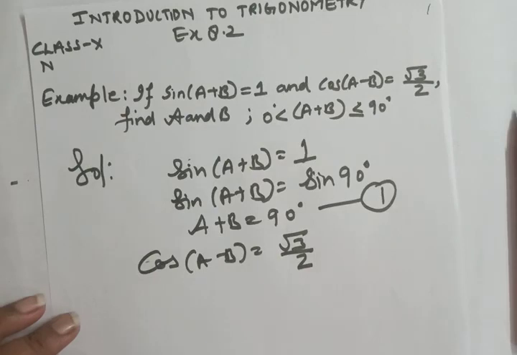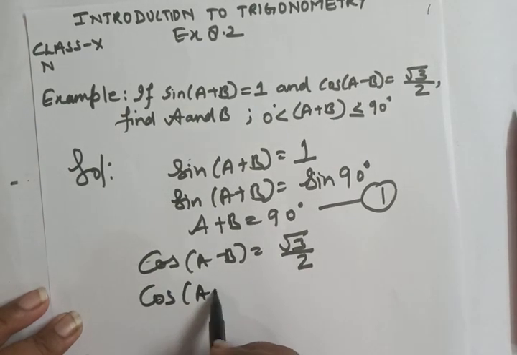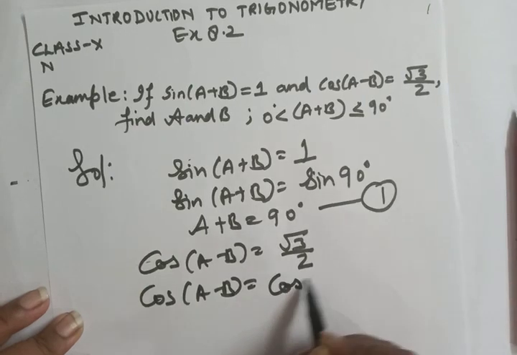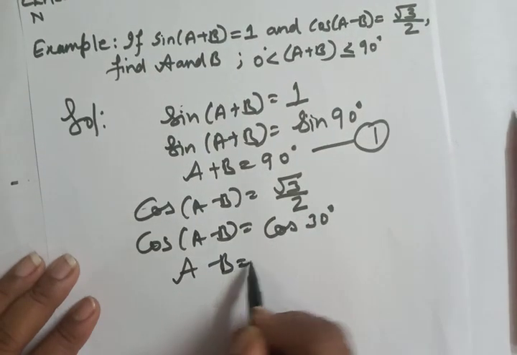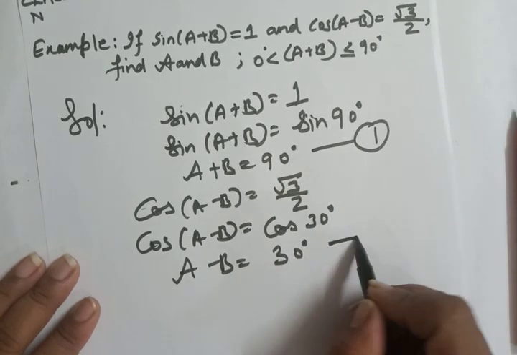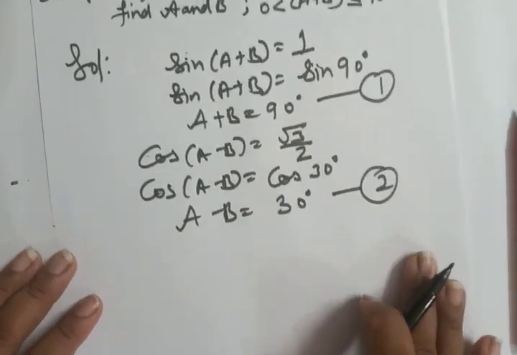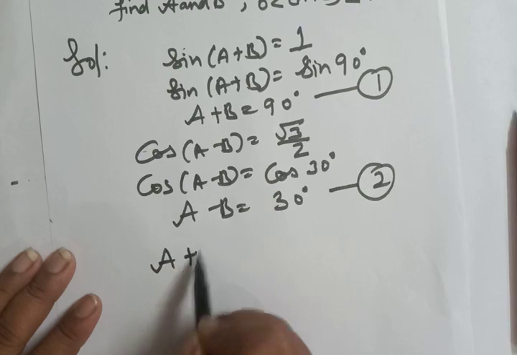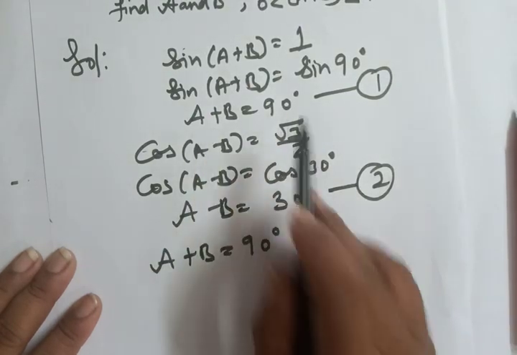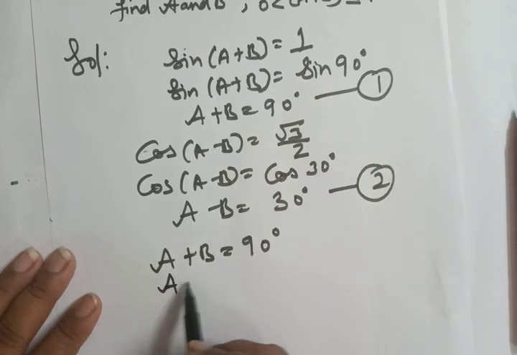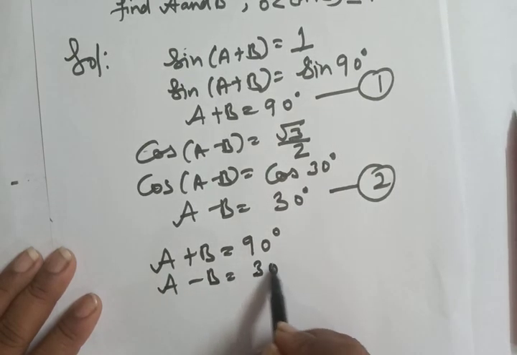So cos a minus b is equal to cos 30 degree. Clear? It means a minus b is equal to 30 degree. So this becomes the second equation. Now we will write both equations: a plus b is equal to 90 degree from the first, and a minus b is equal to 30 degree.